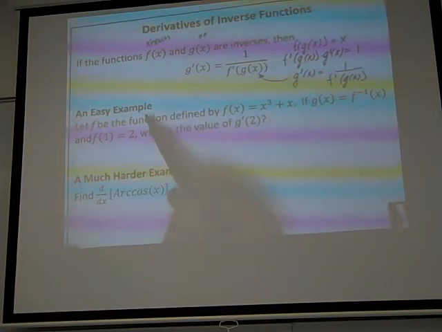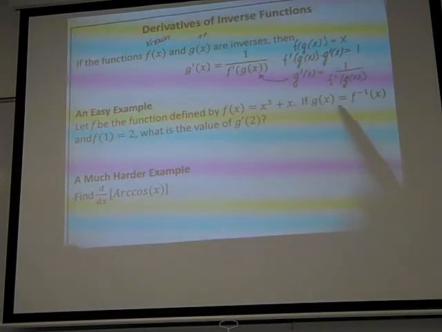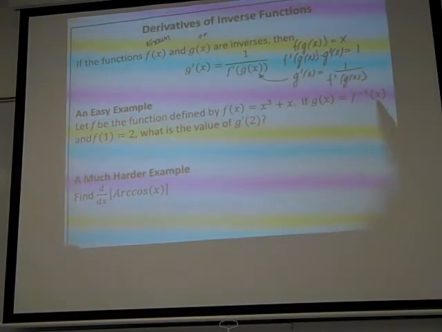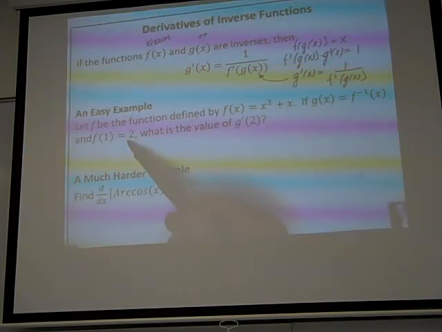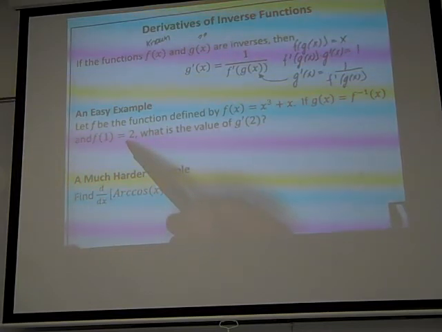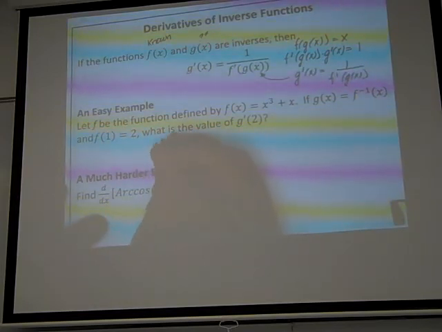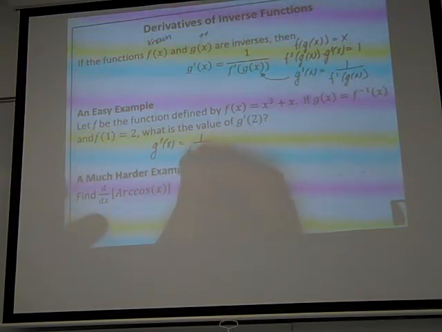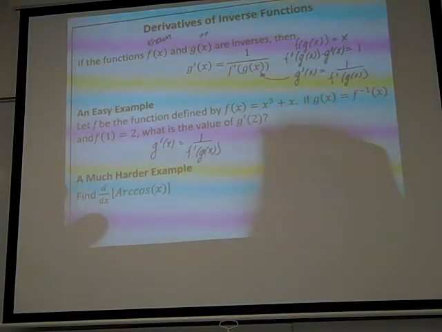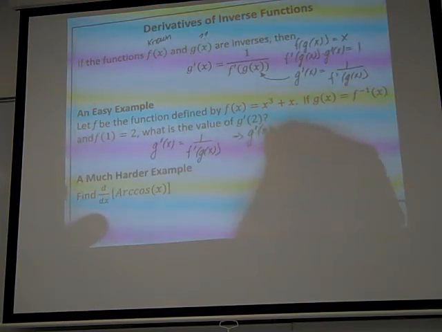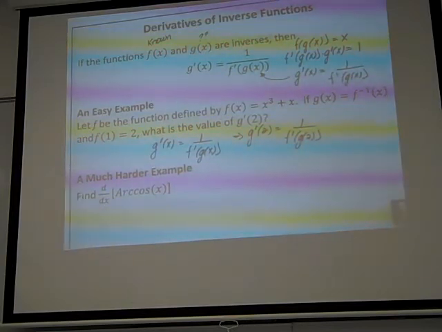So let's look at a pretty straightforward example. F is defined by the function x cubed plus x. G of x equals f inverse of x. So this tells me there's that inverse relationship. F of 1 is equal to 2. They've given me more information about the function f. And I want to find g prime of 2. Well, we know the relationship g prime is equal to 1 over f prime of g of x. So that would mean that g prime of 2 is equal to 1 over f prime of g of 2.